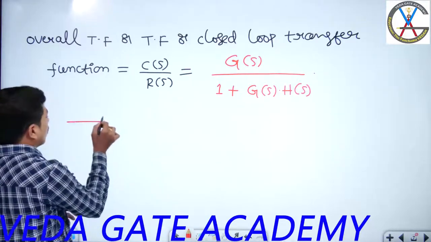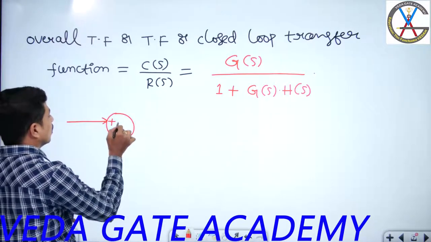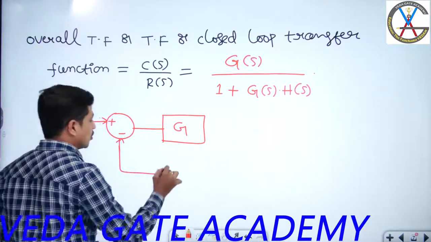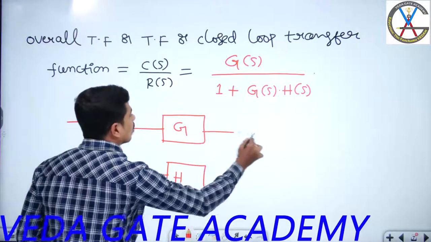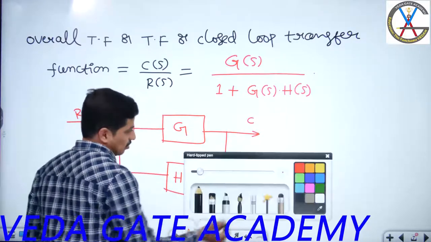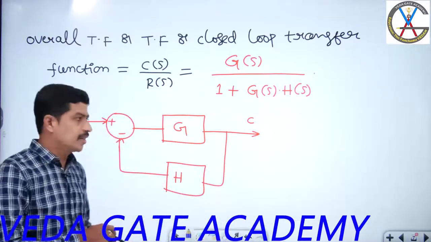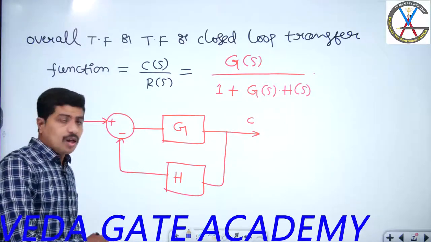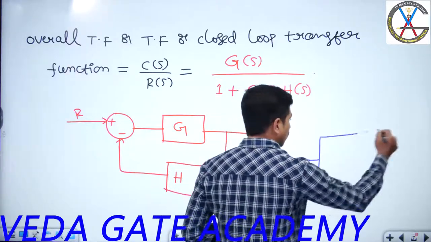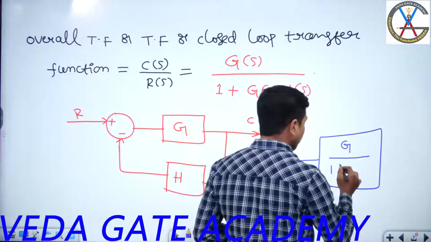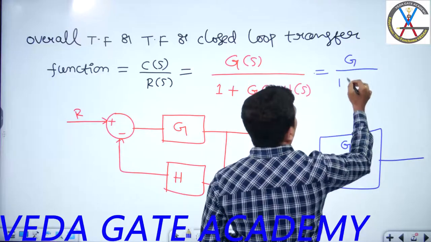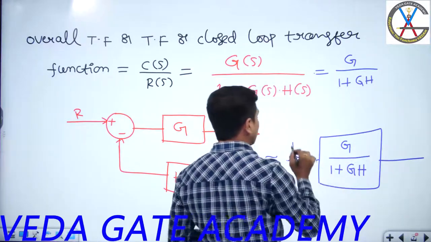Now, observe carefully what we have taken: a summing point with plus and minus, this is G, this is H, this is R, this is C. I'm not writing s always; by default it will be s. This one can be equivalently represented like this, yes or not? G by 1 plus GH. This is R, this is C.